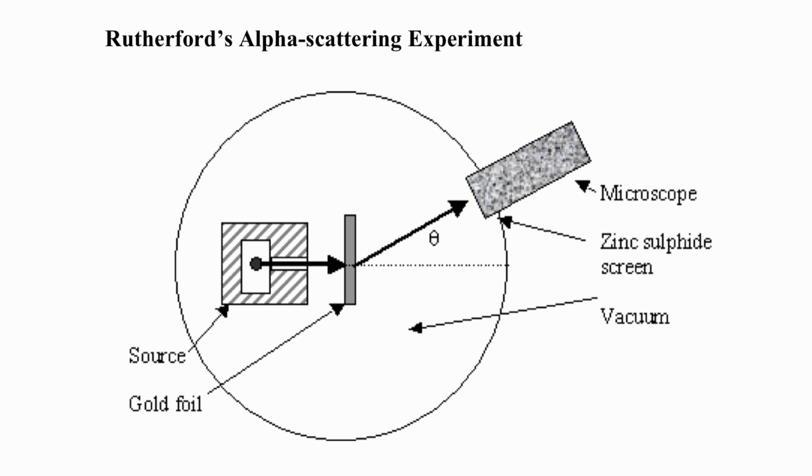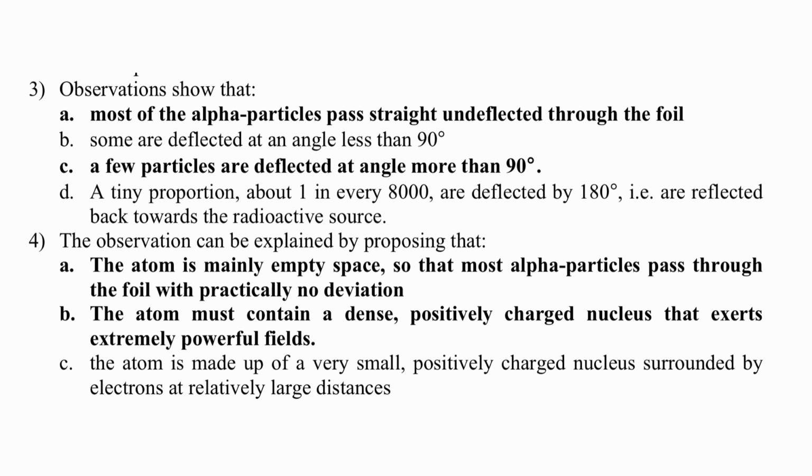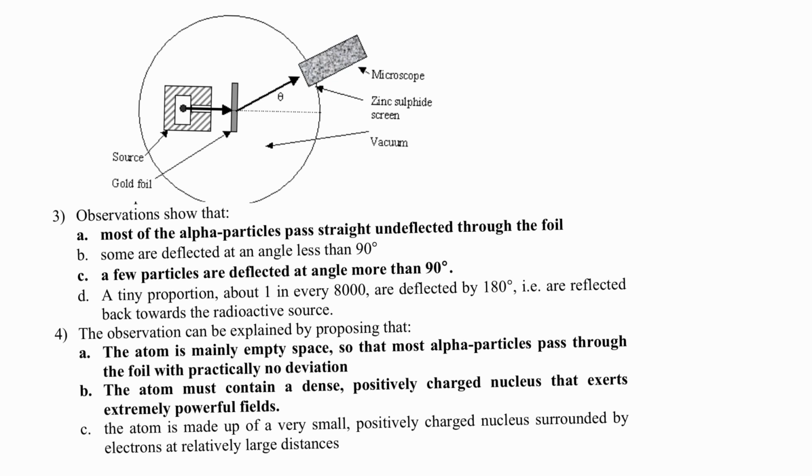Now, what was his observation? There are a few observations. Some of them are very important, some are not so important. Firstly, he was surprised to see that most of the alpha particles pass straight through undeflected. What does that mean? When he placed the microscope at this direction, most of them passed straight through undeflected. He got so many scintillations, non-stop. That means most of them pass straight through undeflected, as if there was nothing there.